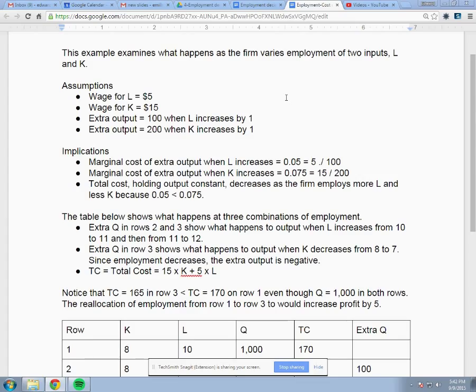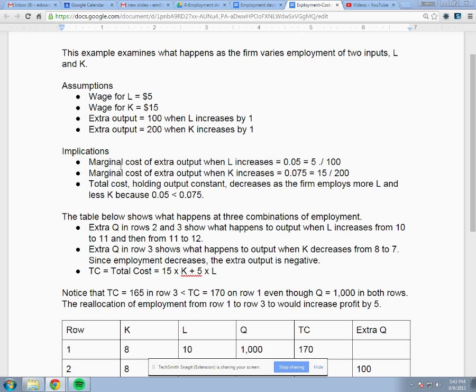Here are the implications of our assumptions. First, the marginal cost of extra output when L increases is 5 cents per extra unit. It's the wage rate, 5, divided by the extra output of 100. Second, the marginal cost of extra output when K increases is 7.5 cents. It's the wage paid for K, 15, divided by the extra output produced by another unit of K, 200.